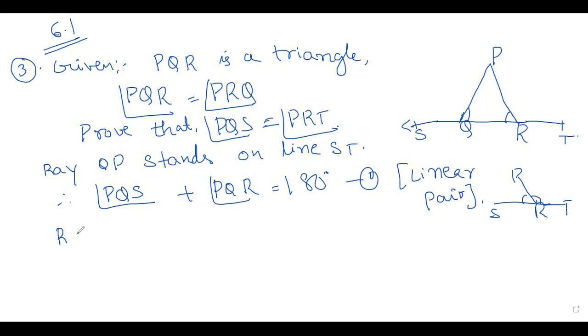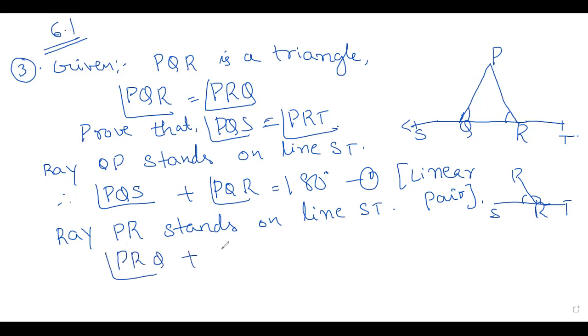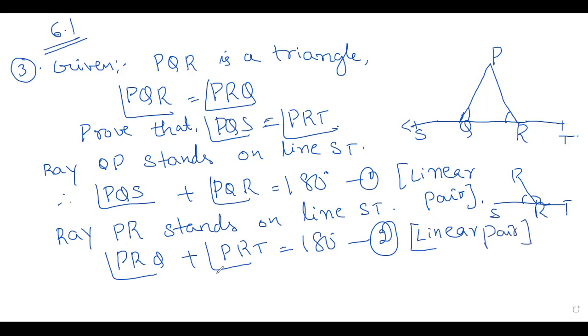Next, ray PR or RP stands on line ST. So how can you write the equation? Angle PRQ plus angle PRT. The sum of angles will be 180 degree. Call it as equation number 2. Same reason, linear pair of angles.